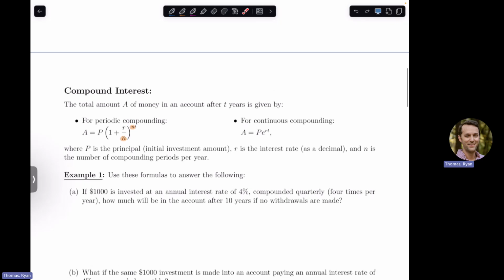So if you take $1,000 and invest it at an annual interest rate of 4% compounded quarterly, meaning 4 times per year, how much would be in the account after 10 years if we don't make any withdrawals, if we just let it sit? Take a second, think about how you would set that up and find it. And also, this would be a good time to grab your calculator and actually punch the buttons for yourself.